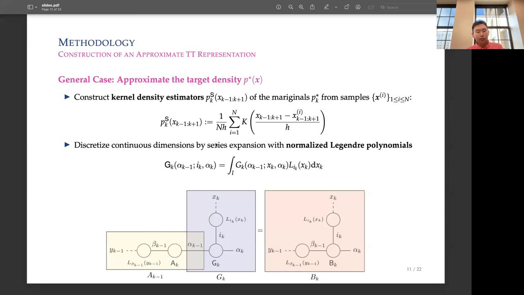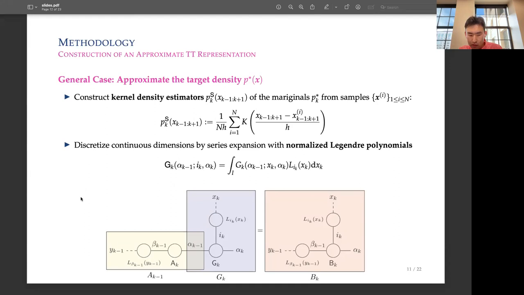The second change that we make is to discretize continuous dimensions by series expansion. The basis we use here is normalized Legendre polynomials, and the domain I here is basically minus one to one. This can be generalized to other domains by rescaling, and it may also be generalized to the whole real axis by changing to maybe a Hermite basis. This numerical approximation is quite ordinary.